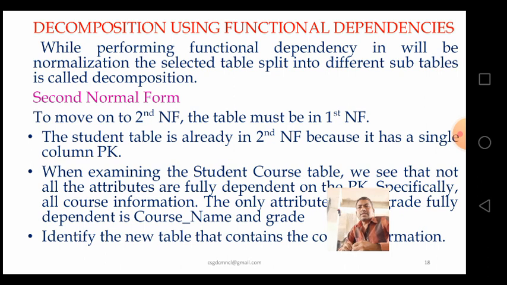Now discussing second normal form. To move to second normal form, the table must be in first normal form. That first normal form table can be used here. The student table is already in second normal form because it has a single column primary key.